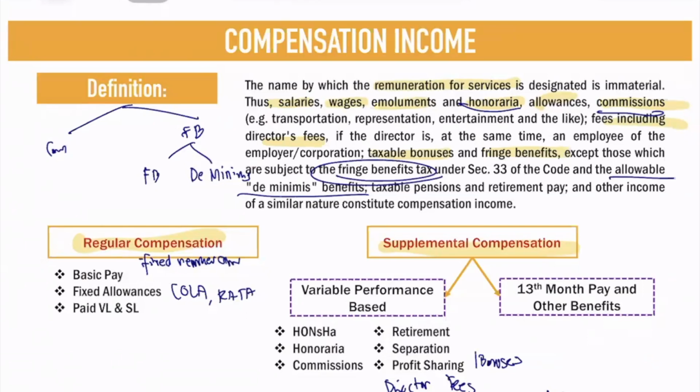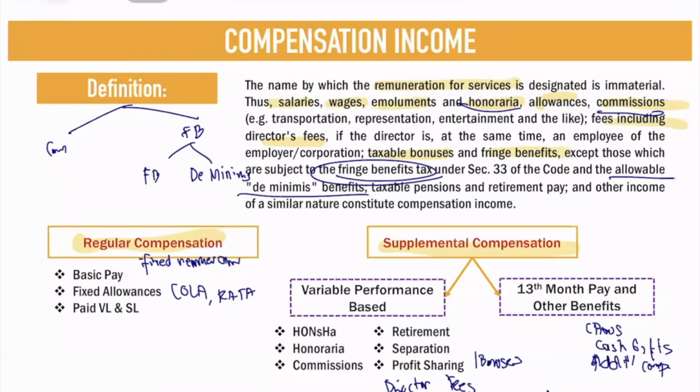Next, we have your 13th month pay and other benefits. So under 13th month pay and other benefits, normally you have your 13th month pay, we have your Christmas bonus, we have your cash gifts other than Christmas bonus. We also have your additional compensation allowance if ever there is a difference on your different compensation allowance. And then other fringe benefits, 14th month pay, 15th month pay, etc.